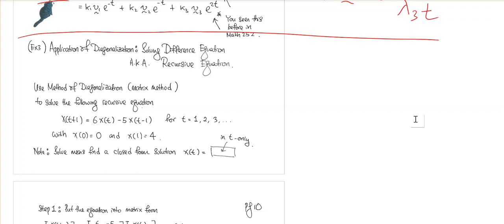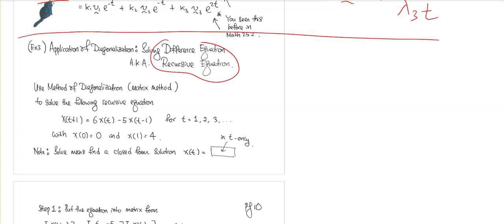Hello, welcome back to Math 332 Linear Algebra. This is going to be the last video on the topics of eigenvectors and eigenvalues. In this video, we are going to use the techniques of diagonalization for matrices to solve what we call difference equations, also known as recursive equations.